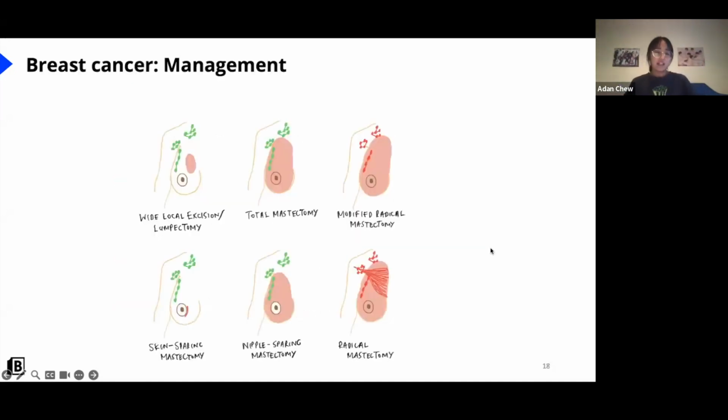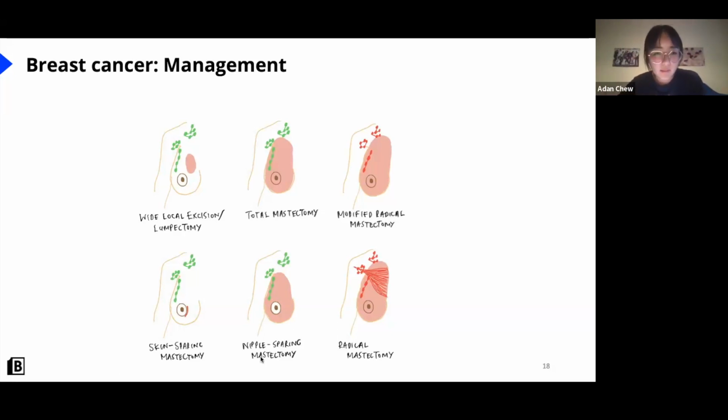So I just wanted to quickly run through breast cancer management. I've drawn up a few diagrams of different surgical techniques that we can use in breast cancer. It depends on a lot of patient factors and other factors as well, such as their hormonal status, their performance status, their social history, etc. But as a final year, it would definitely be good to be aware of the different types of surgery available.